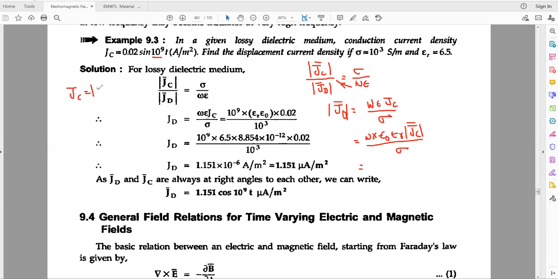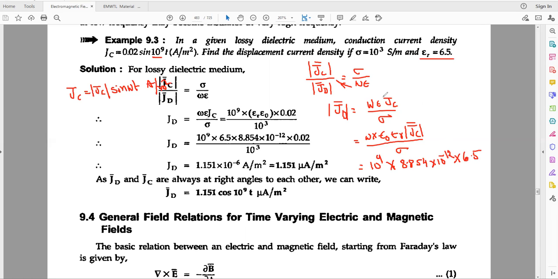Here 0.02 is the magnitude of JC, and sine omega t, that is nothing but ampere per meter square. What is the omega here? 10 power 9. You can write that as 10 power 9 into epsilon naught. We know 8.854 into 10 power of minus 12 is a constant value, my students. And epsilon r is given as 6.5.